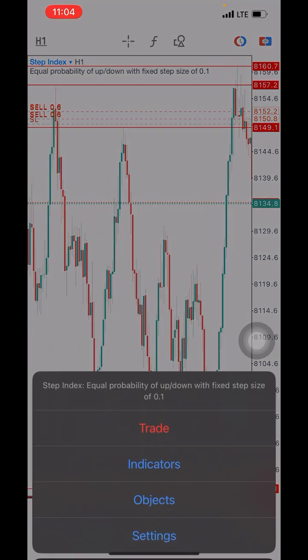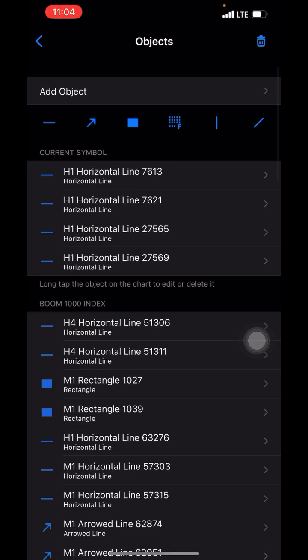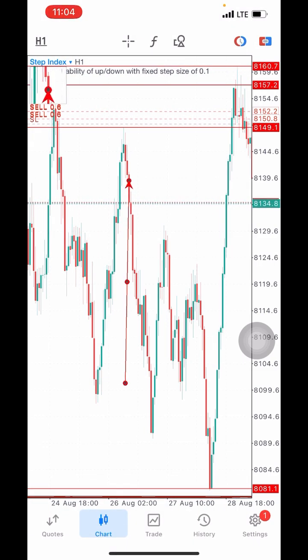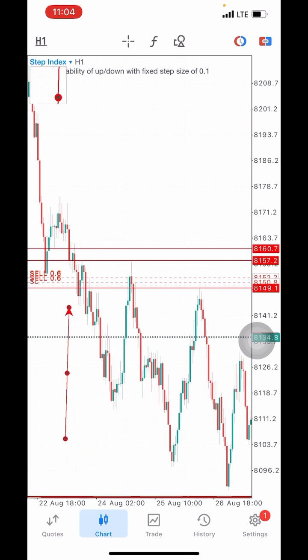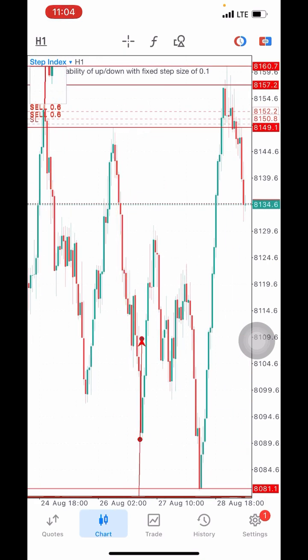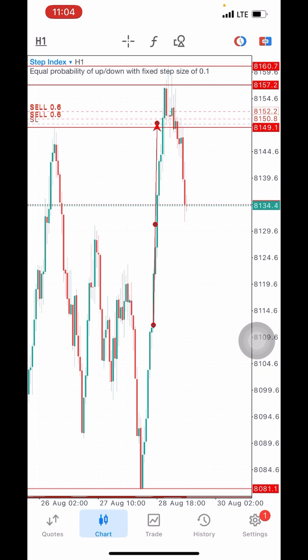Now, if you zoom out again and check this structure, you see that we are in a downtrend: lower low, lower high, lower low, lower high. Market direction is very important. I mean, the trend is very important. So we know that the market will be going down again.